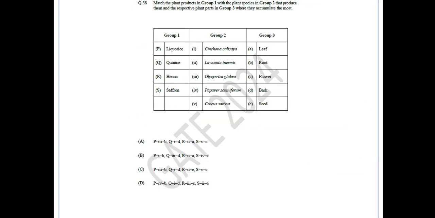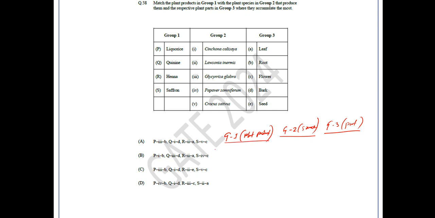So coming to the next question, that is question number 58. It is also a matching type question. So group 1 represents the name of plant products, and group 2 represents the source, and group 3 represents the parts used. So we need to match it correctly.